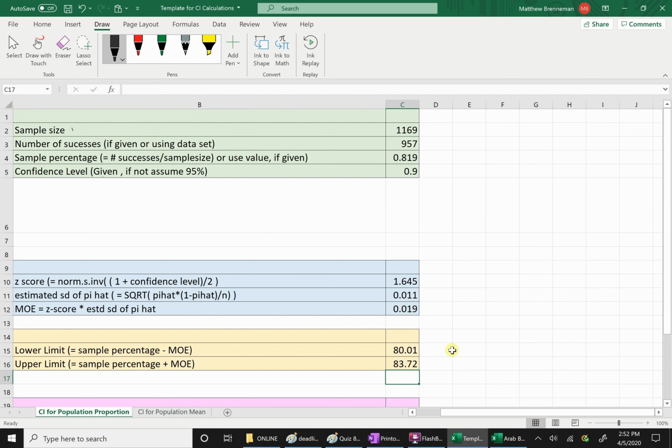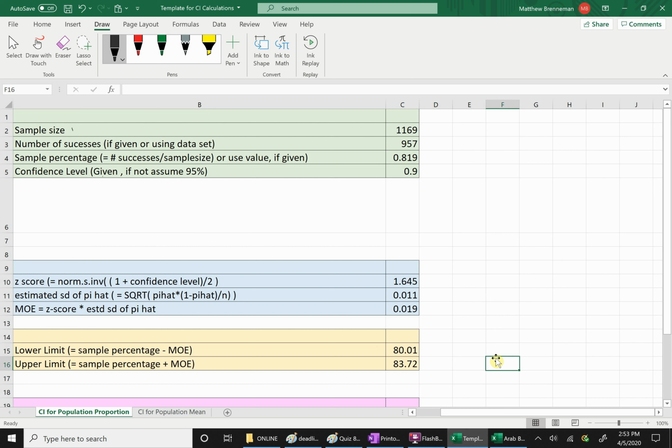So this says that my 90% confidence interval for the percentage of people in Tunisia who think they can criticize the government without fear is between 80% and 83.7%. We think the true value, pi, lies in this interval right here. And that's how we do a confidence interval calculation for a population proportion.